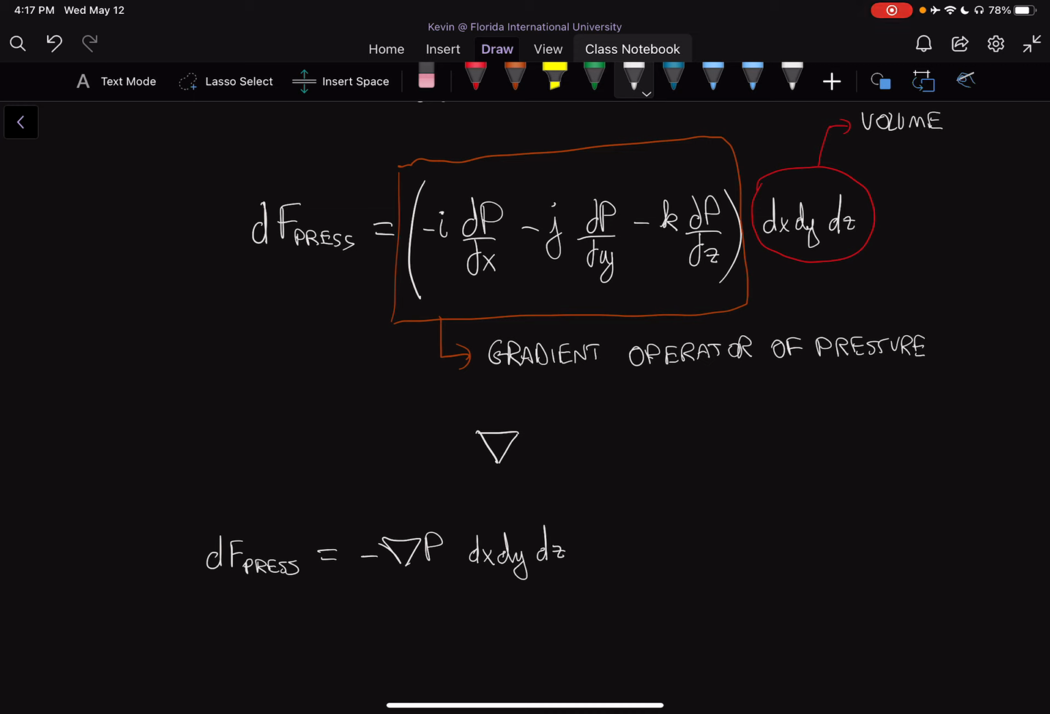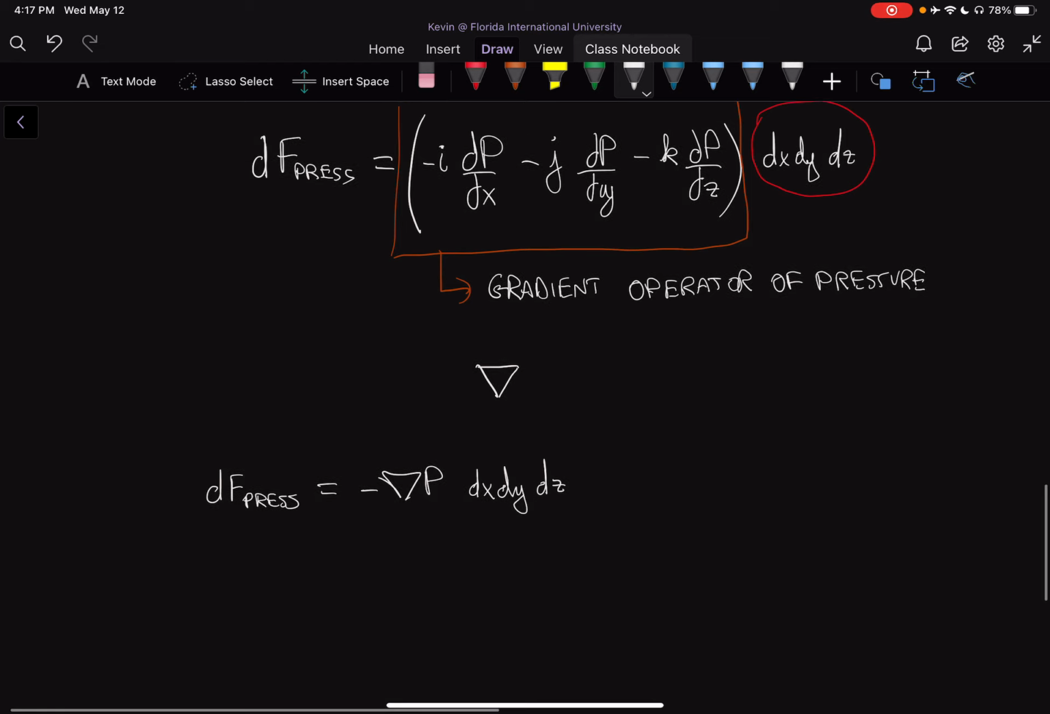Now dx dy dz is the unit volume. It's the volume of our differential. So a differential box is a very, very small box. So we can rearrange this equation and bring the volume to the left side. And we can say that dF press divided by unit volume is equal to minus, sorry, not delta P, but the gradient of P.